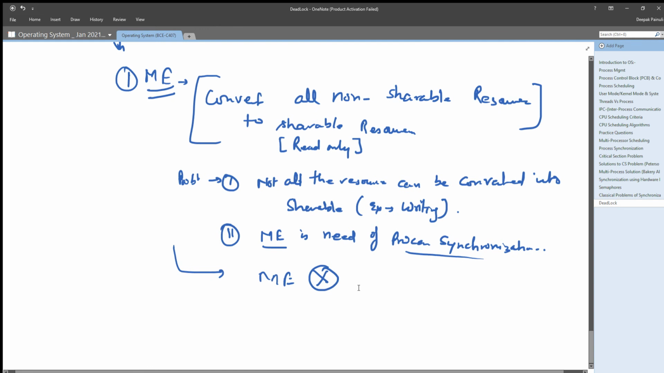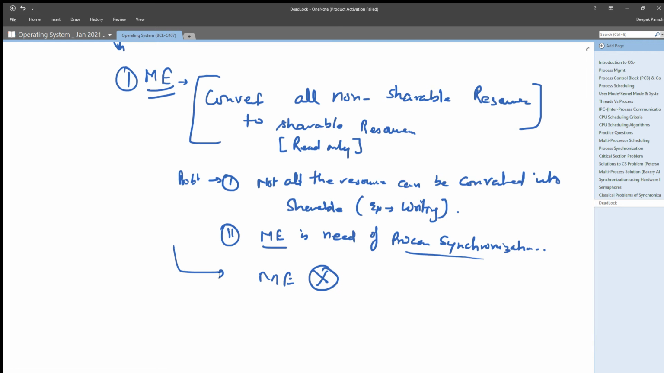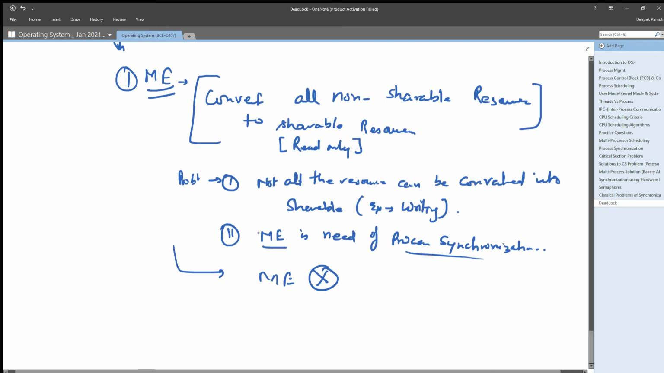And we cannot always convert our non-shareable resources to shareable resources, right? That's why mutual exclusion can't be prevented. So we have to look for other options. Let's check other options. The second one is hold and wait, right?